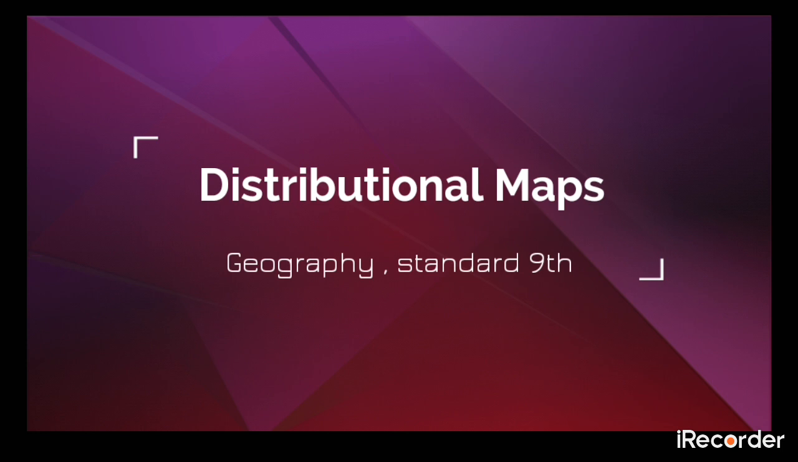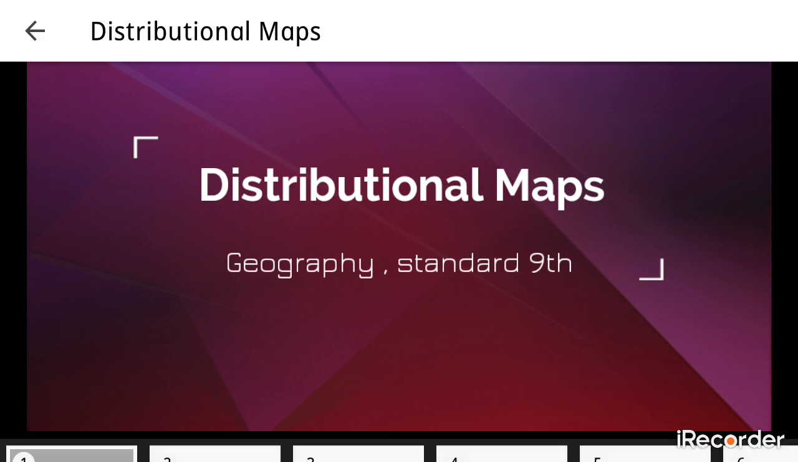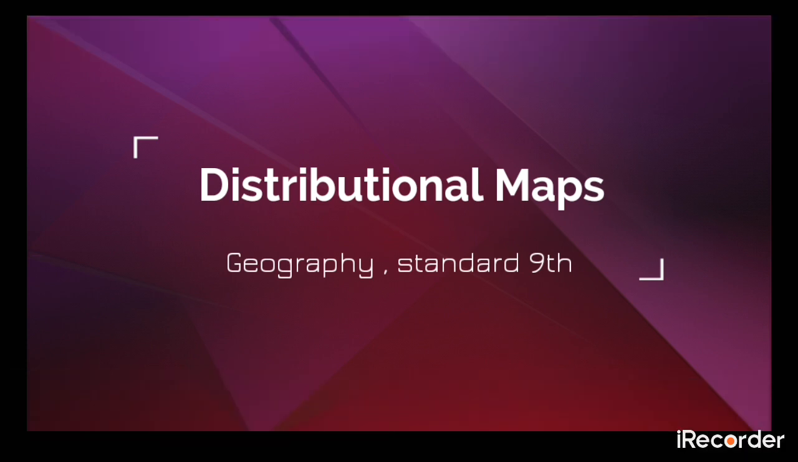But there are other types of maps also, and those are called distributional maps because they distribute the information in a particular way. So what are those types of maps that we are going to learn now? Distributional maps.